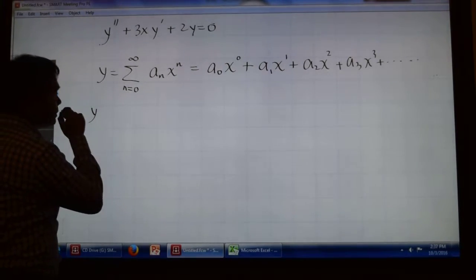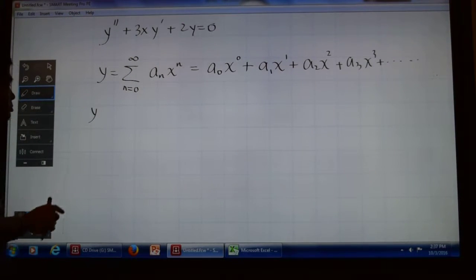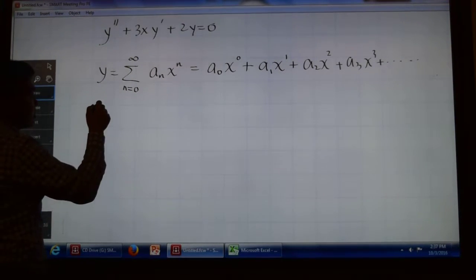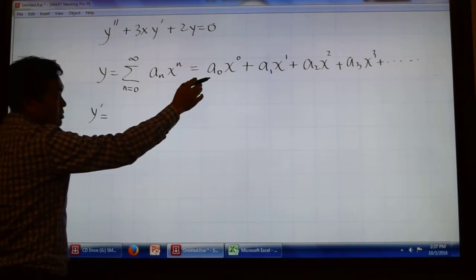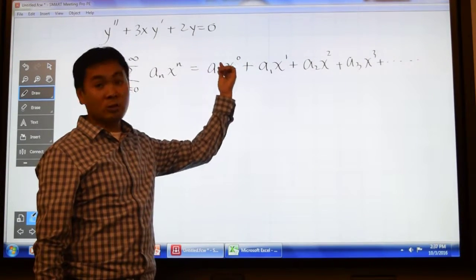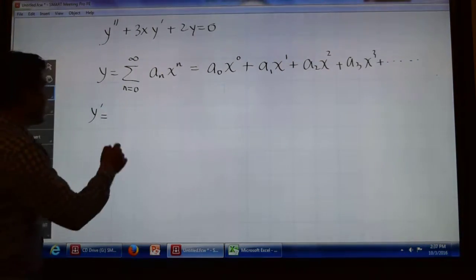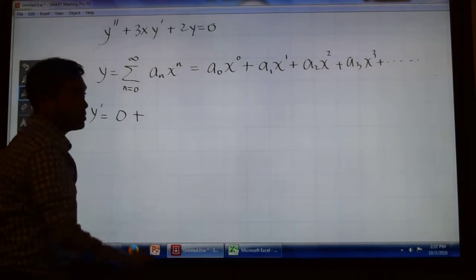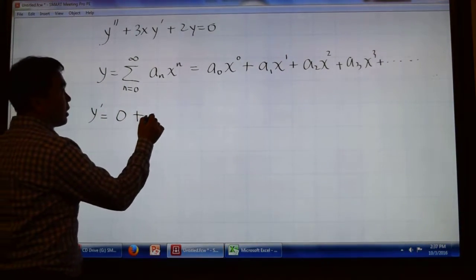Okay, so now I have to plug this into the equation, and in order to plug it into the equation, I have to differentiate it, right? Let's differentiate it. Now, what would you get if you differentiate this? Oh, x to 0 is just 1, so this is really a0 by itself. So what do you get if you differentiate this? 0. Constants differentiate to 0. How about this one? What do you get if you differentiate this? A1.